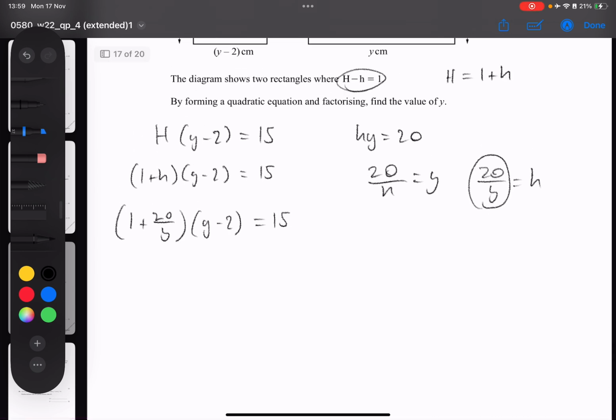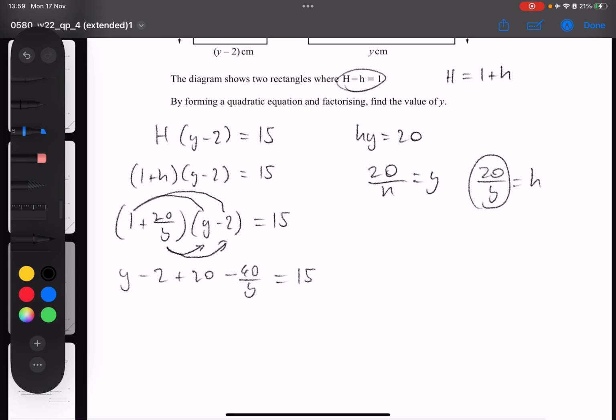Now, again, this does look weird, but it follows all the rules that we've had when we expand brackets. Both of these terms will distribute into both of those terms. So, okay, let's do these one by one. 1 times y, that's going to give me y. 1 times negative 2, negative 2. 20 over y multiplied by y is going to give me 20. And then multiply my fraction here again by minus 2. So what we're going to get is negative 40 over y, and then that equals 15.